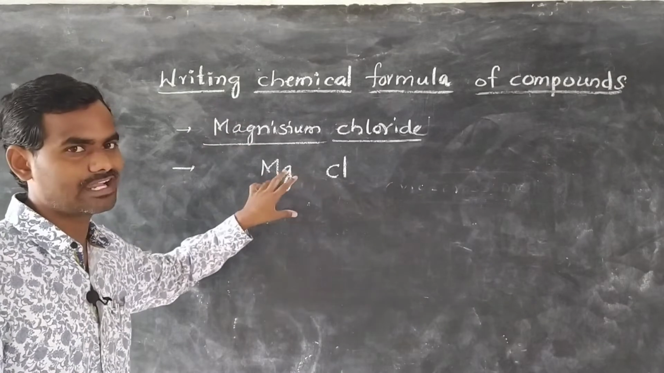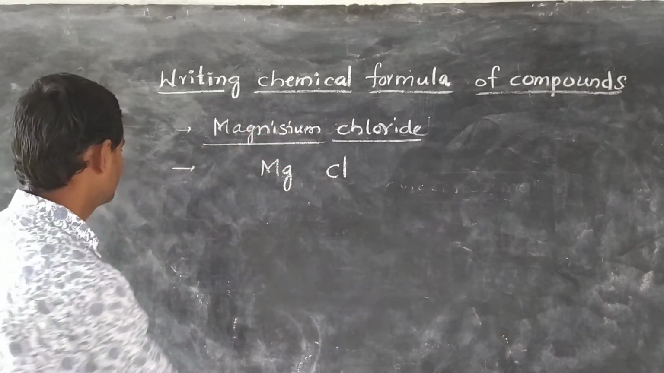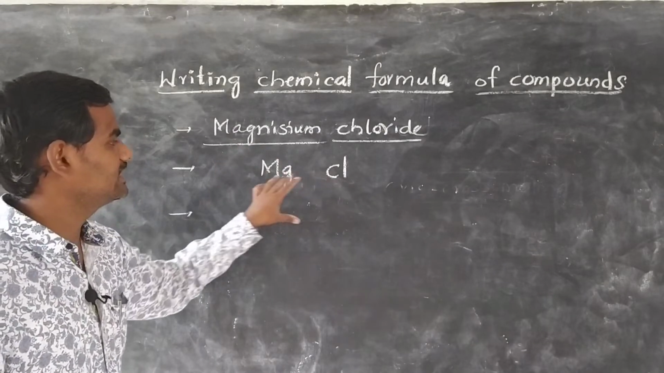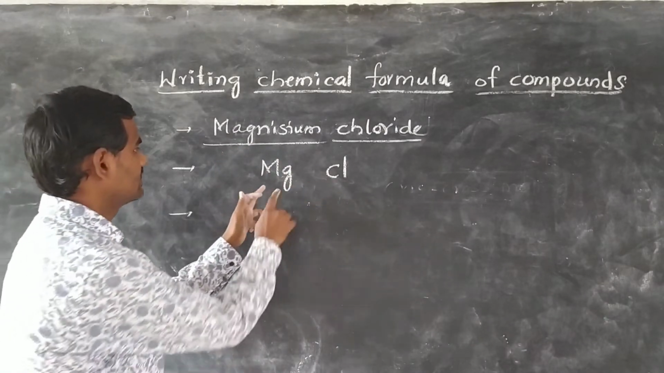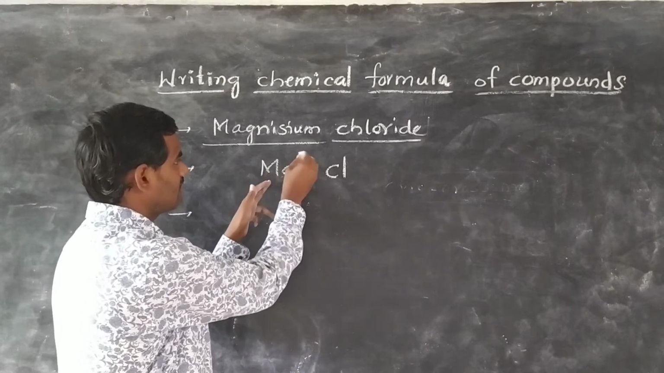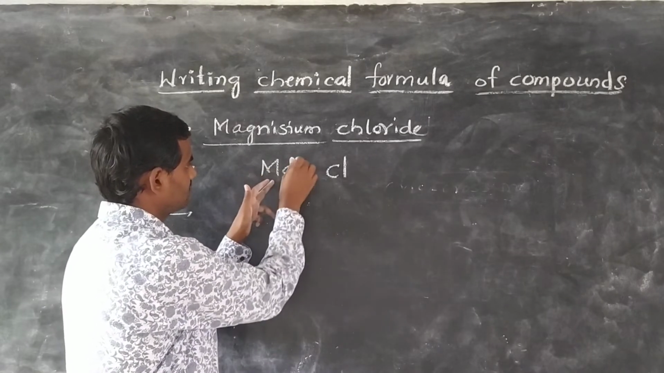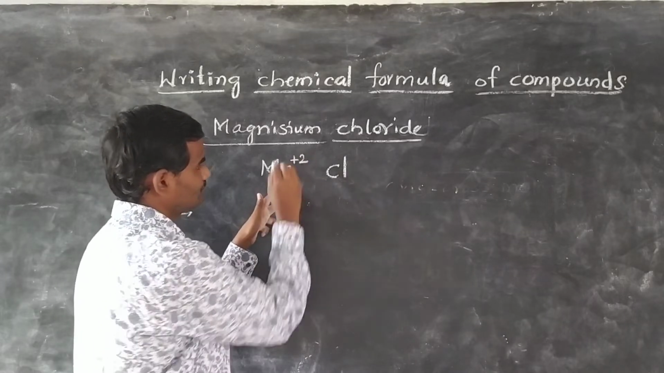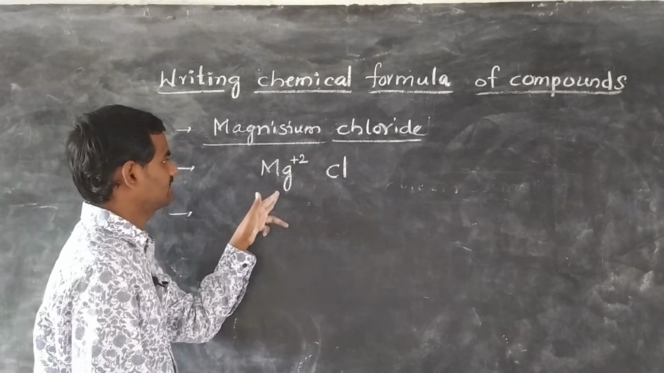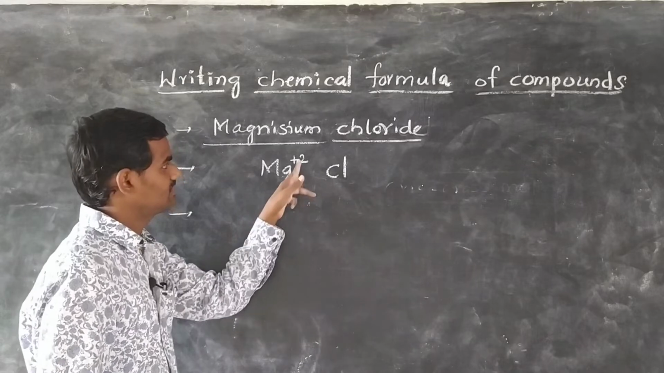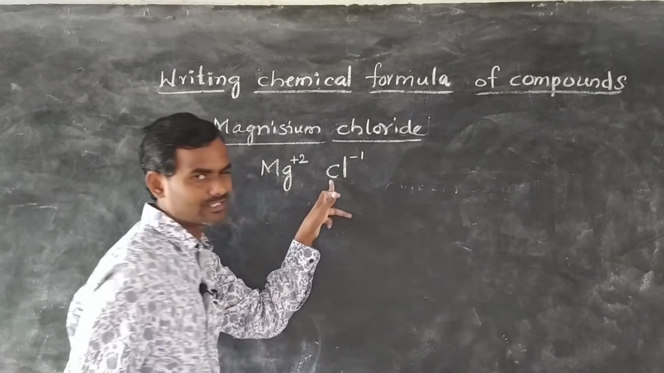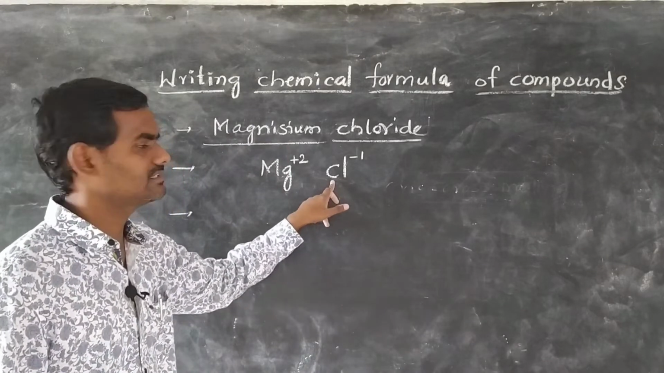So these two are the atoms present in magnesium chloride. Next step, we write the valencies of the atoms on the top right side of the atom. The valency of magnesium is +2, as we have already seen in the example. The valency of chlorine is -1.